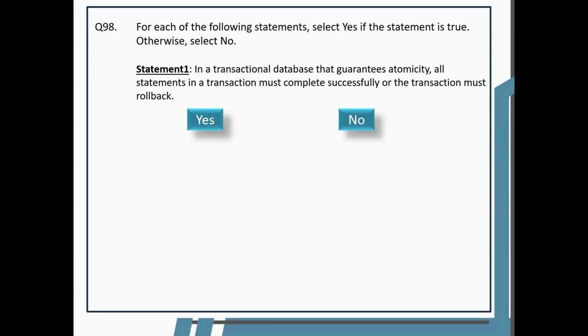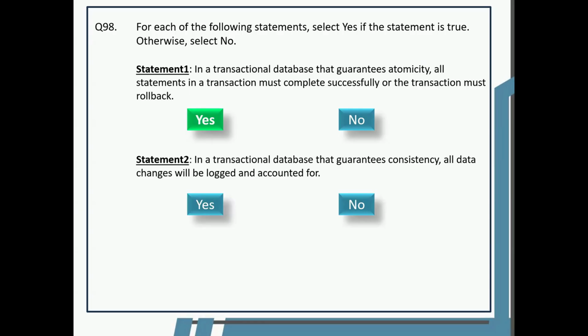This is the exact definition of atomicity. It treats a transaction as a single indivisible unit. Either all operations succeed, which is commit, or all operations are undone, which is rollback. No partial transactions are allowed.